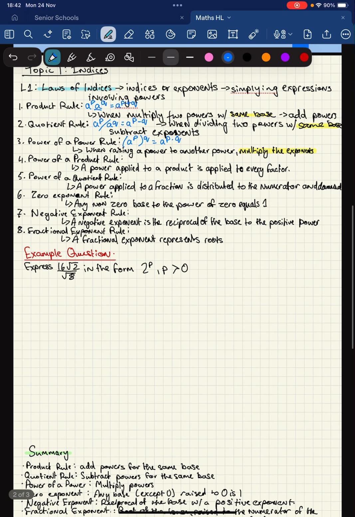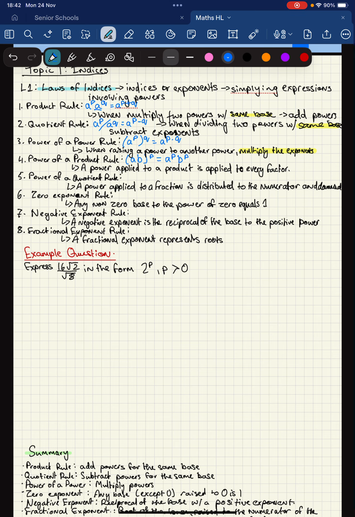Our fourth rule is the power of a product rule. So the power of a product rule looks like this. When you have something like ab to the power of p, that is the same as a to the power of p and b to the power of p. Now, the product here is your ab, right? Because that's two things multiplying, and you're raising those two things to a power. When a power is applied to a product, it is applied to every factor in the product. Or distribute, whatever you want to call it.